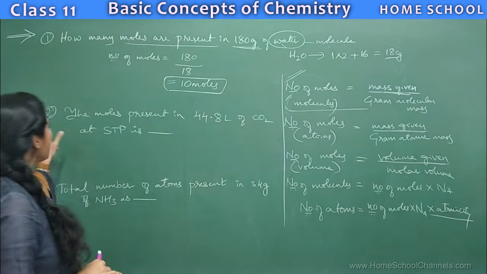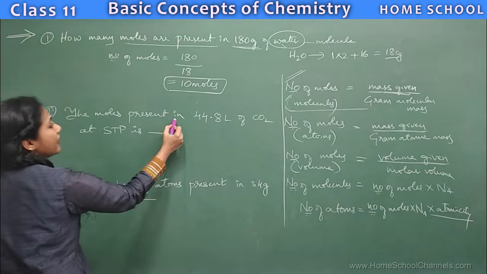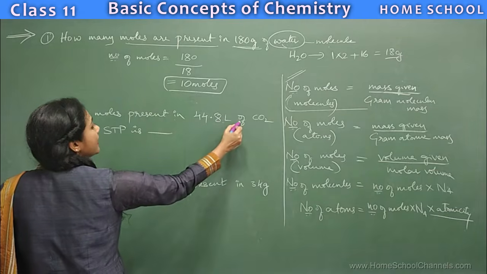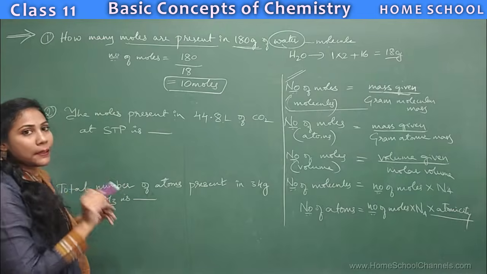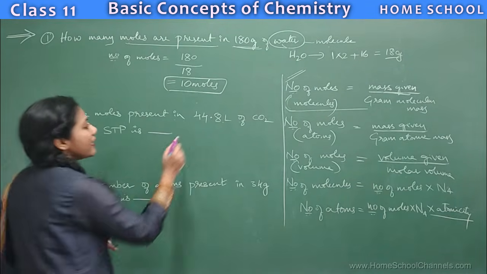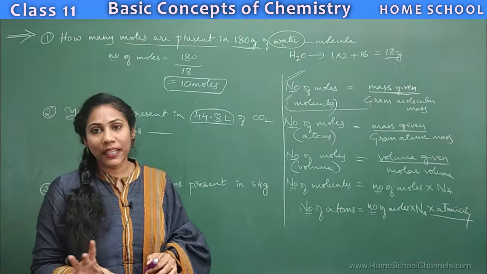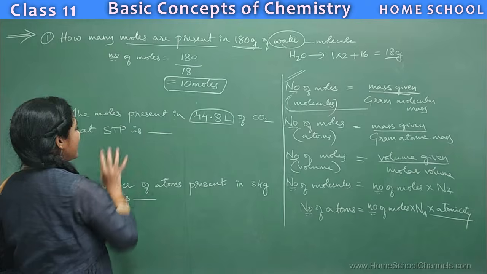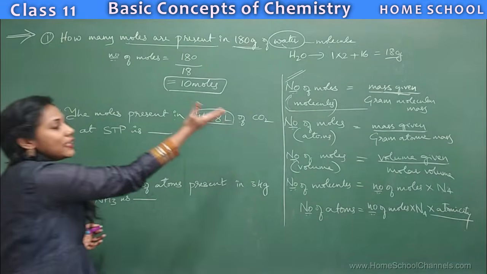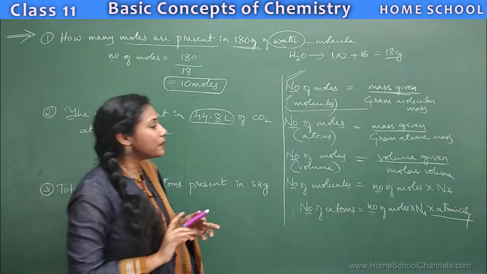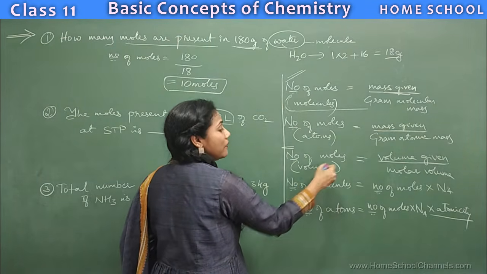Okay, now let us go for the second type of question. The moles present in 44.8 liters of carbon dioxide at STP is. Here also they are asking the number of moles. But what is given? Volume is given. 44.8 liters means it's a volume, right? So volume is given at STP, that means standard temperature and pressure. Which is the formula that you can use that I have listed on the board? Definitely this formula, right? Number of moles when volume is given.